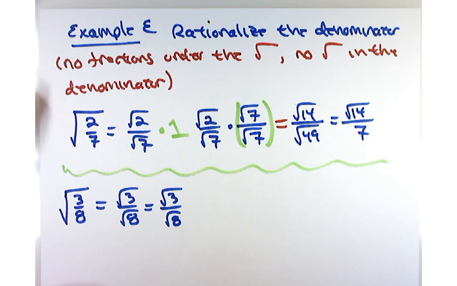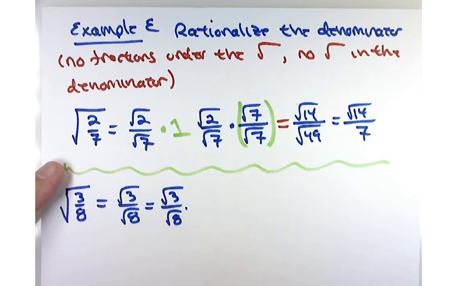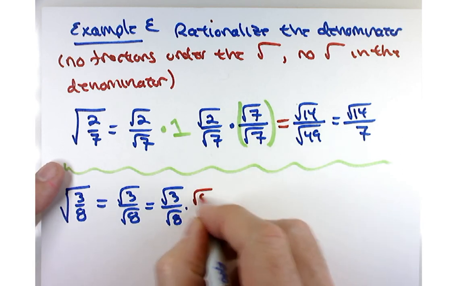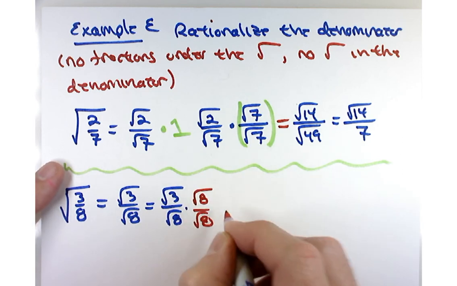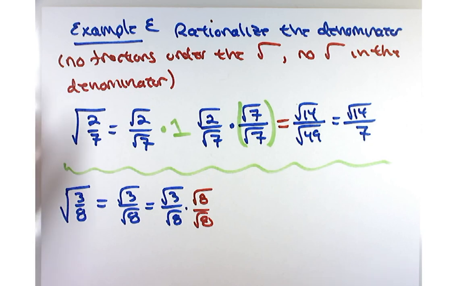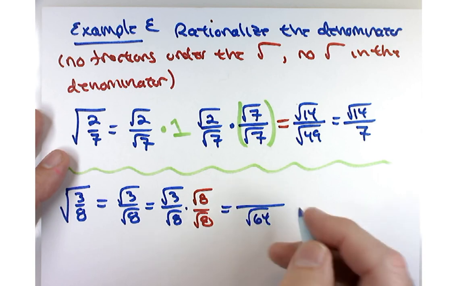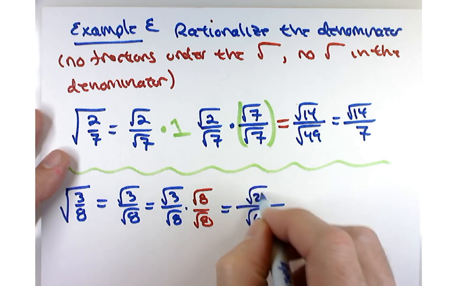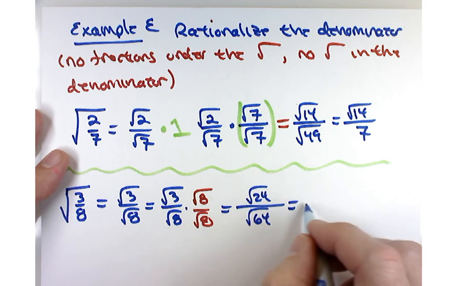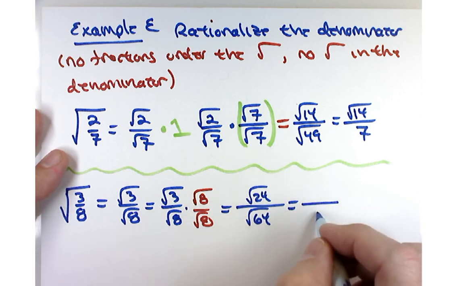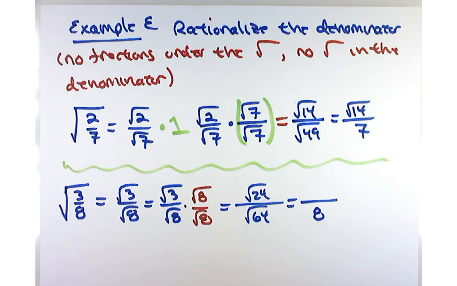Multiply by square root of 8. Perfect. We're going to multiply by the square root of 8 over the square root of 8, which is effectively multiplying by 1. In the denominator, you get the square root of 64. In the numerator, you get the square root of 24. In the denominator, that's just 8. But we're not done with the numerator. What else could I do with the numerator? Think about what we did in the last section.